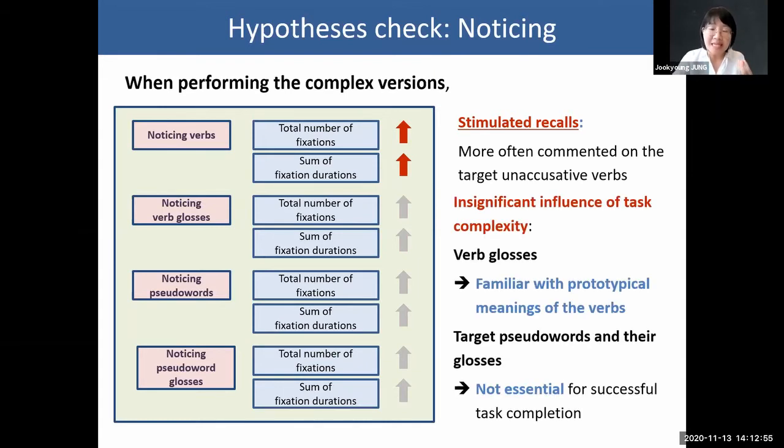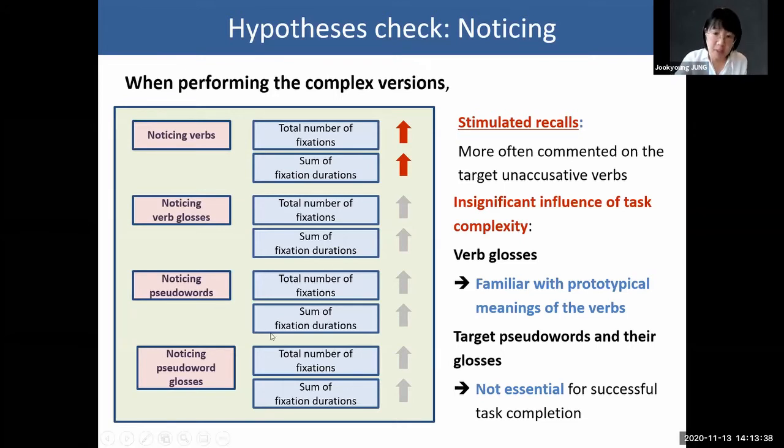But again, when it comes to the insignificant influence of task complexity for the verb glosses, it should be noted that what the participants did not know was the unaccusative usages of the verbs. For instance, in the case of "collect," they knew the meaning of collect as a prototypical meaning of the verb. But what they were unfamiliar with is its usage as an unaccusative verb. So because they were already familiar with the prototypical meanings of the target verbs, they may have felt less need to refer to the glosses of the target verbs.